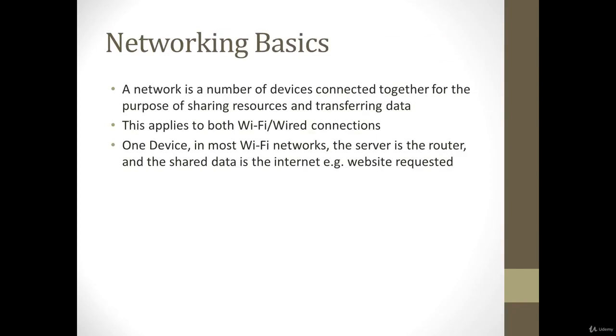But to give you a basic understanding of how a network is all connected together, a network is just a number of devices connected together for the purpose of sharing resources and transferring data. So it applies to both Wi-Fi and wired connections. It works very similarly, except the only difference is, I suppose, wireless and non-wireless. One device in most Wi-Fi networks is the router. So I'm going to refer to this as the server, and then the shared data is the internet.